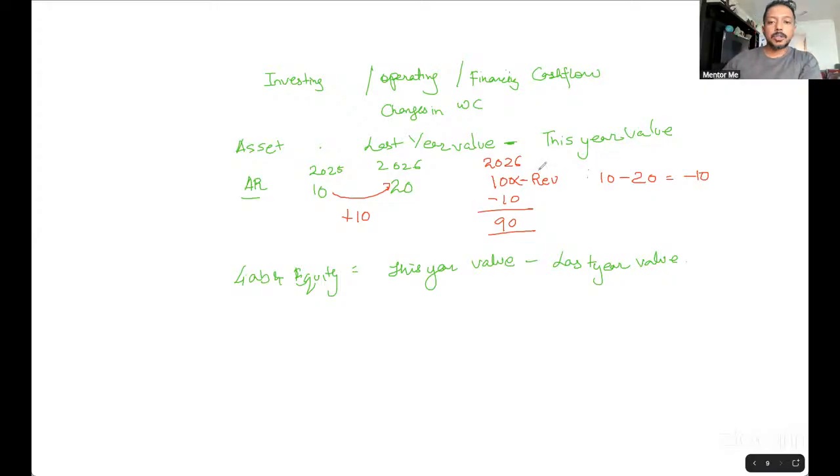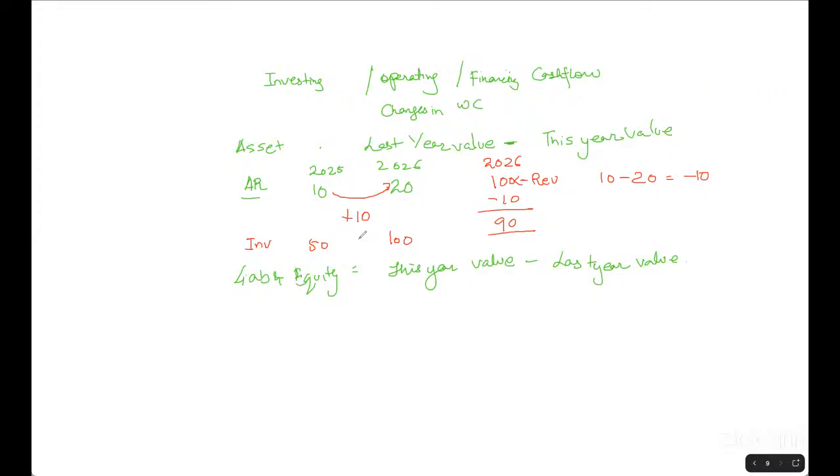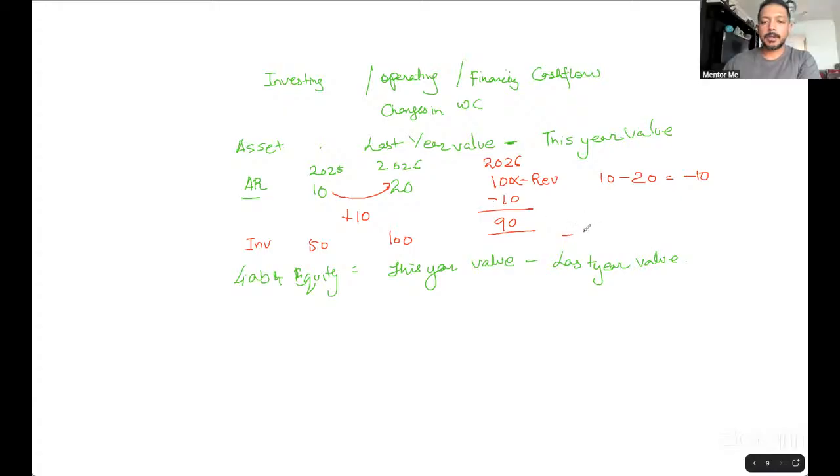Again, we can also use this against inventory. Last year's inventory was 50 and this year's inventory is 100. Did we get more cash because of this? No. Inventory is increasing, so we paid, right? So it is minus 50. You might say that inventory is increasing but it does not consider how we paid for it. That's the reason why we also have accounts payable.